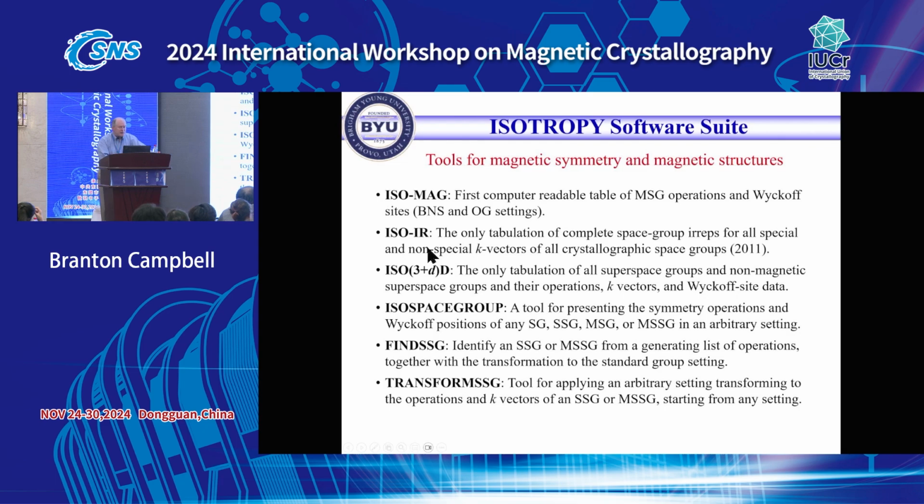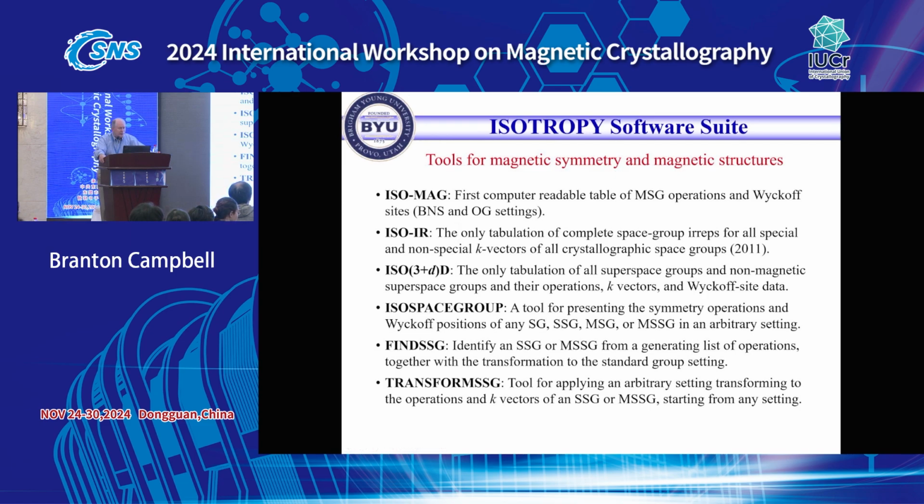Let's see, the ISOIR database. So this is the only complete tabulation of complete space group irreps, not little k irreps, but complete space group irreps for all of the special and non-special k vectors of all crystallographic space groups. So it includes both commensurate and incommensurate k points. I don't know if the isotropy software suite will still exist in 30 years, but I'm sure this database, ISOIR, will still exist and be useful then.